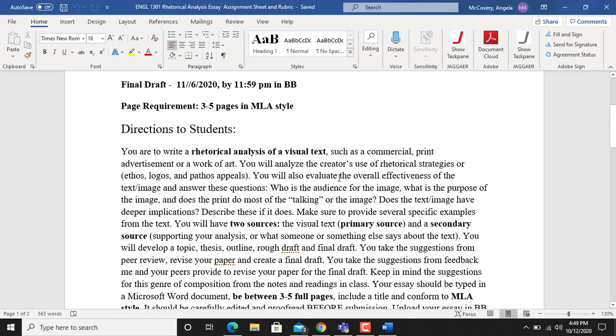All right, so we are going to analyze the creator or the composer's use of rhetorical strategies, okay? Rhetorical strategies, rhetorical styles, ethos, logos, and pathos. Appeals. That's what I'm trying to say, y'all. Appeals. Okay. And so we know that ethos is ethics, logos is logic, and pathos is emotion or strong feeling.